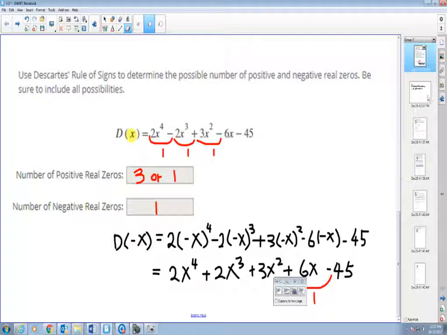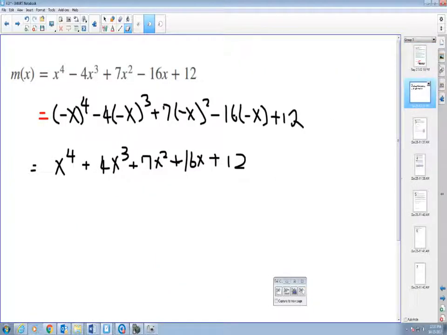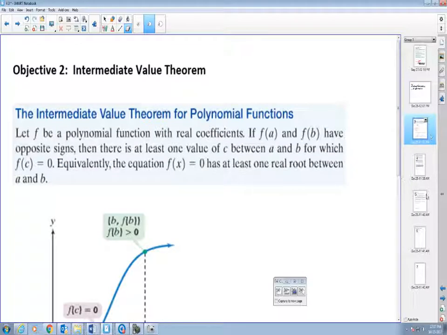Alrighty, so I'm going to conclude this video here. In the next video we're going to begin to talk a little bit about the intermediate value theorem and the types of zeros we have.